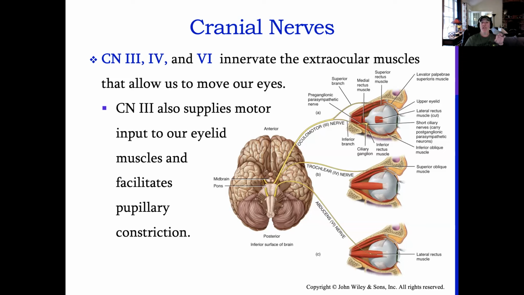Now, cranial nerve 3 is also going to be responsible for eyelid input, motor input to our eyelids, and for pupillary constriction and dilation.